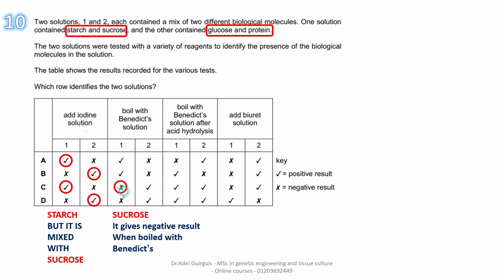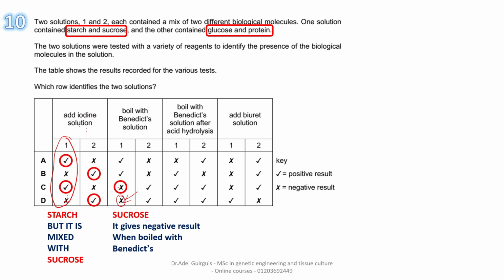Why not choose this other one? Because with 1 in this column, no starch is present. So we do not choose this letter. So the answer till now is C.